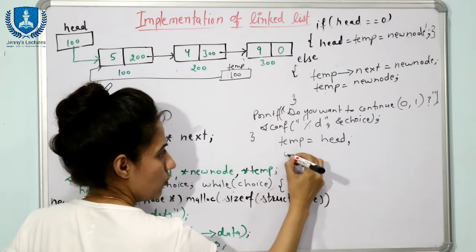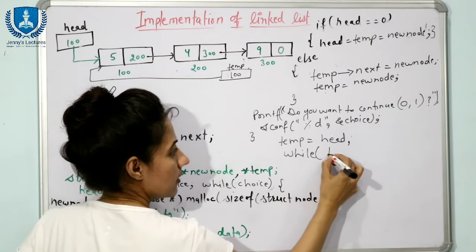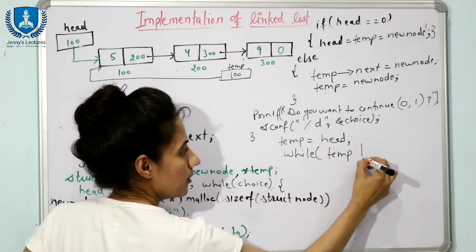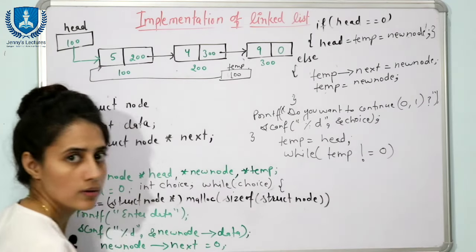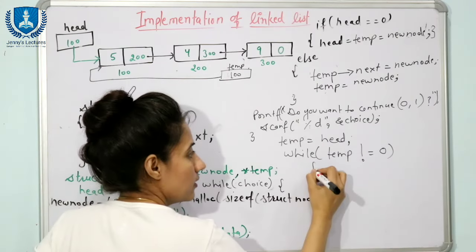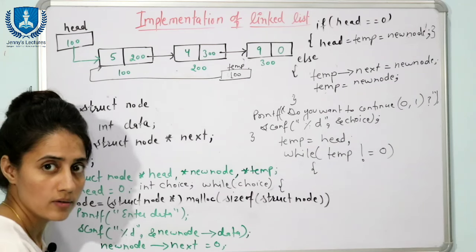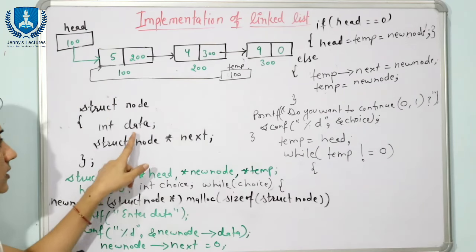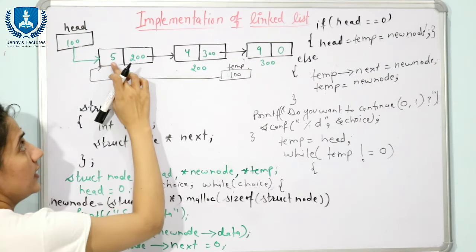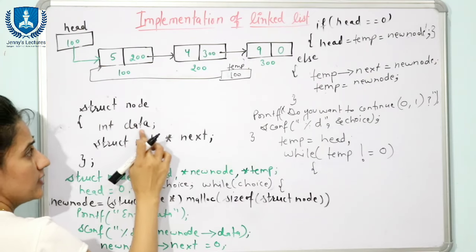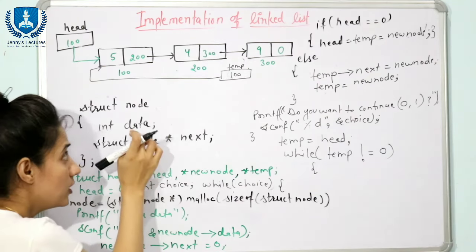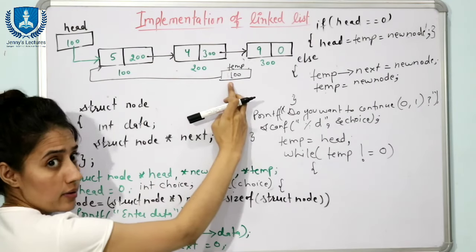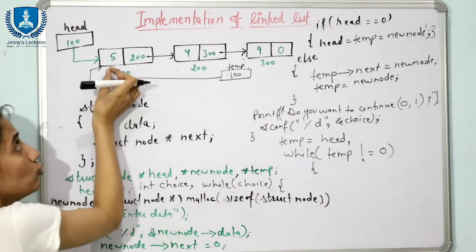So here you will write a while loop, while temp not equal to null. Fine. Till then you are going to run this loop and you will print this value, that is data. So now we cannot directly print this 5. You cannot directly access this data. You can access this member of the structure using this pointer. Fine. So now you are going to print this 5.